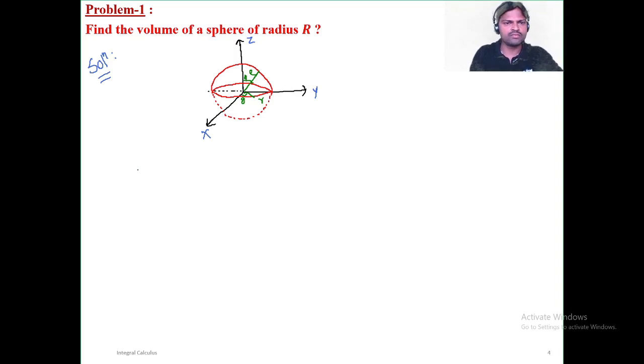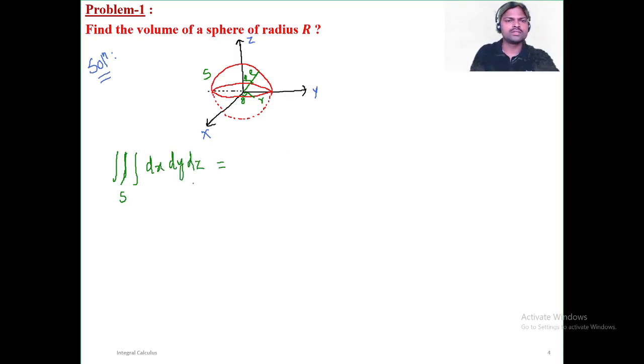Now let us find the volume of the required sphere. So triple integration over S. Assume this solid is S. I am denoting the entire solid with S. So triple integration over S, dx, dy, dz.